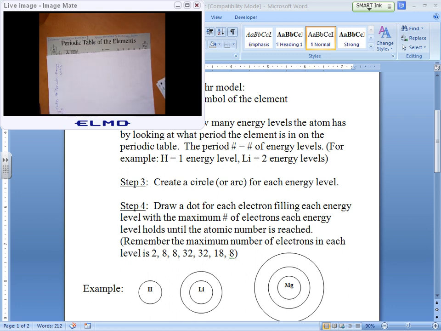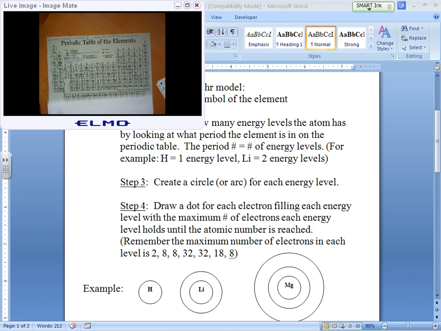Then you move down. All of those elements have 2 energy levels. All of these elements have 3 energy levels. All of these have 4 energy levels. If you keep going down, we go all the way down to 7 energy levels. We're only going to be working with the first 4, which is why I only gave you the information for the first 4. And we're going to practice how to do a Bohr model.